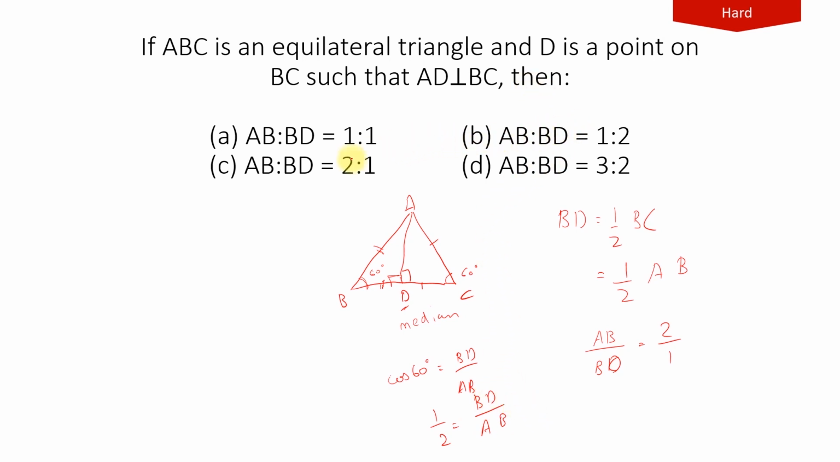So the option is C. Whenever you have an equilateral triangle, know that it has a lot of symmetries. All the perpendicular bisectors, angle bisectors and medians are going to be the same thing. If you are given one, you can easily use the properties of the others also in that same problem.